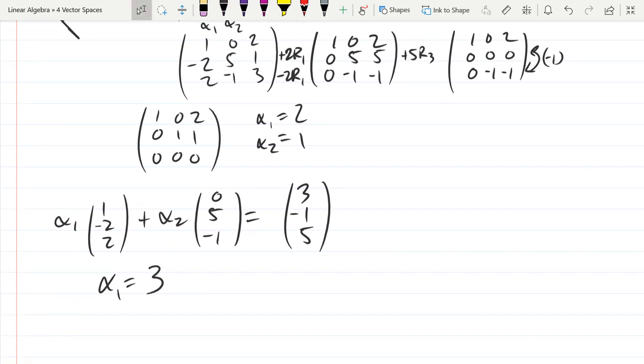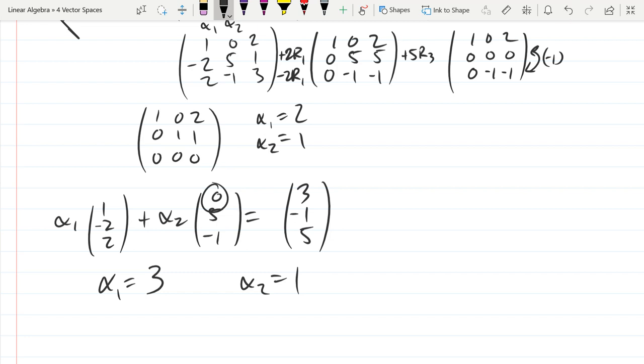Now that you know alpha 1 is 3, let's look at the second row. We have 3 times negative 2 is negative 6, plus what is negative 1? Negative 6 plus 5 is negative 1. So alpha 2 has to equal 1. Any questions on that? I don't necessarily recommend using intuition to avoid algebra, especially in a linear algebra class, but on this one, because there was a 0, it was reasonable. If that was not a 0, I don't think that would be a good choice.